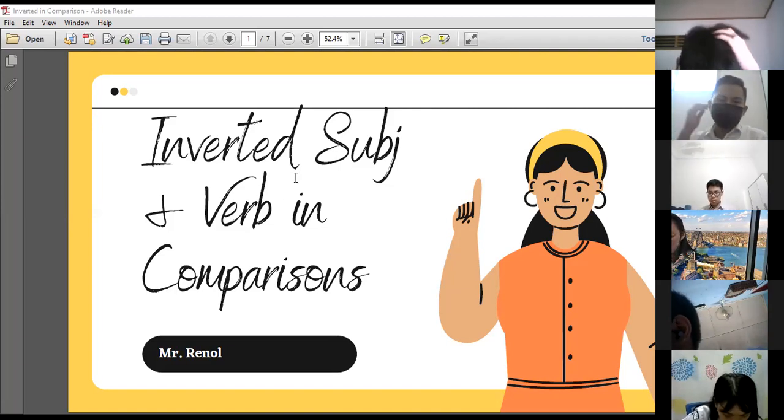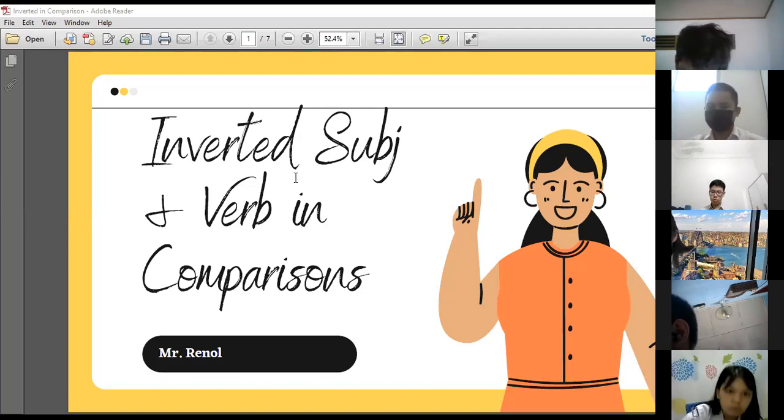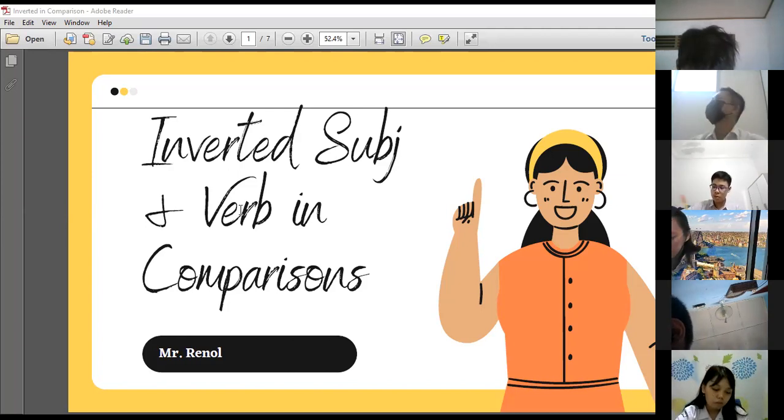Now, today we're going to be talking about how we use subject and verb after a comparison. And sometimes we need to invert them. Does anyone know what inverted means? Or terbalik, kira-kira seperti itu. Inverted, yes. In bahasa, we define inverted as terbalik. So inverted subject verb berarti subject verb yang terbalik. Kira-kira seperti itu. Okay, good.